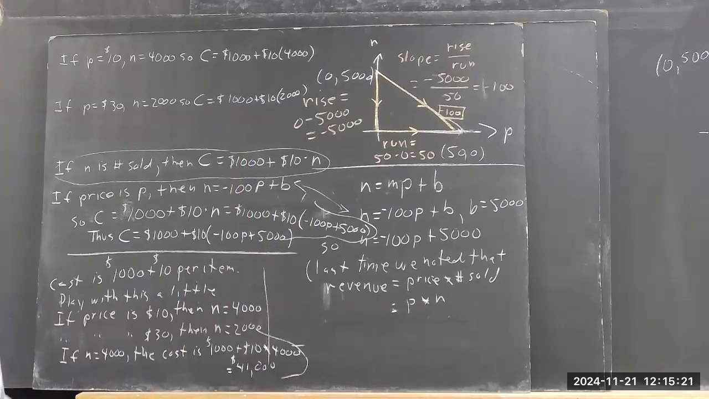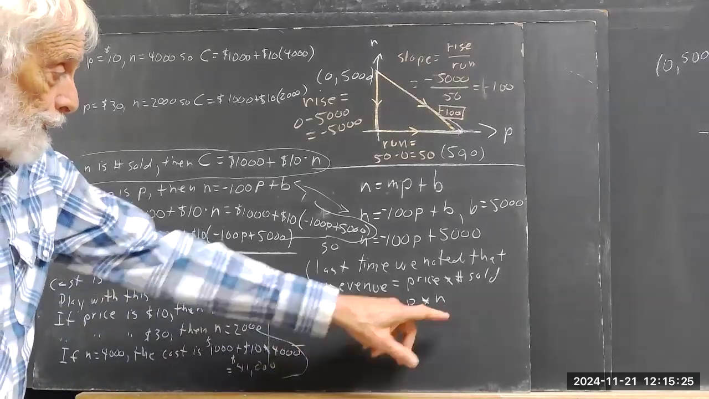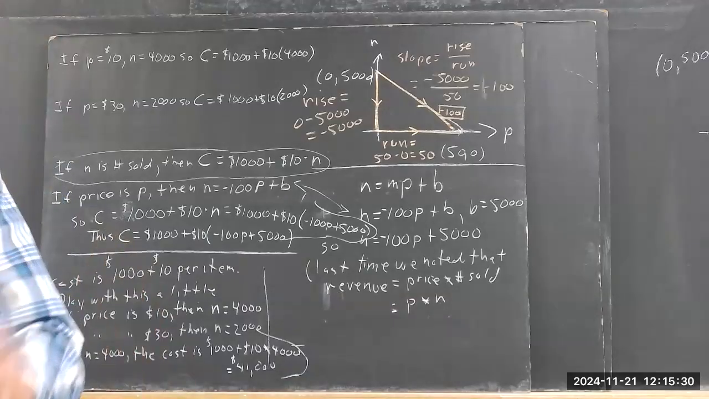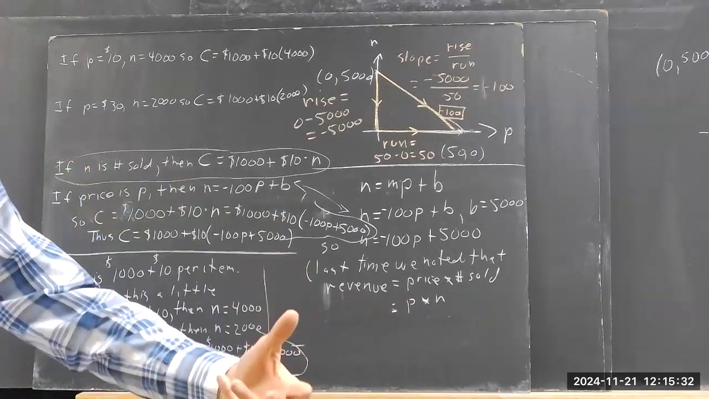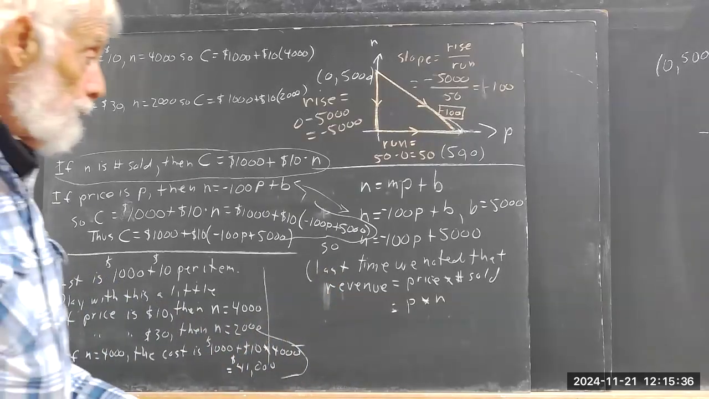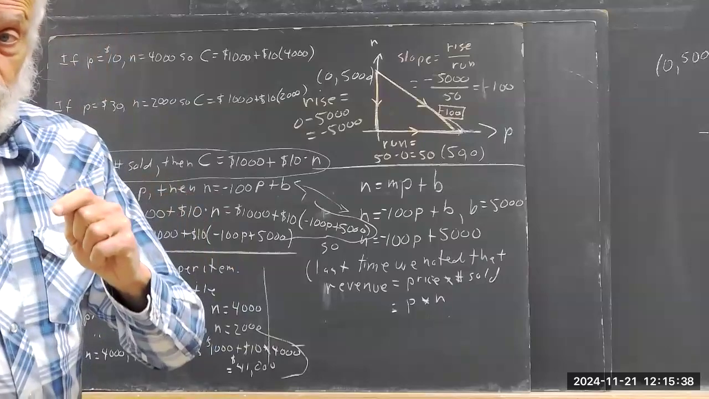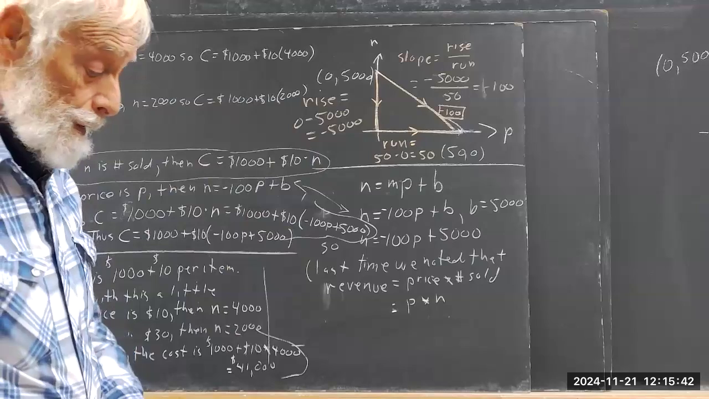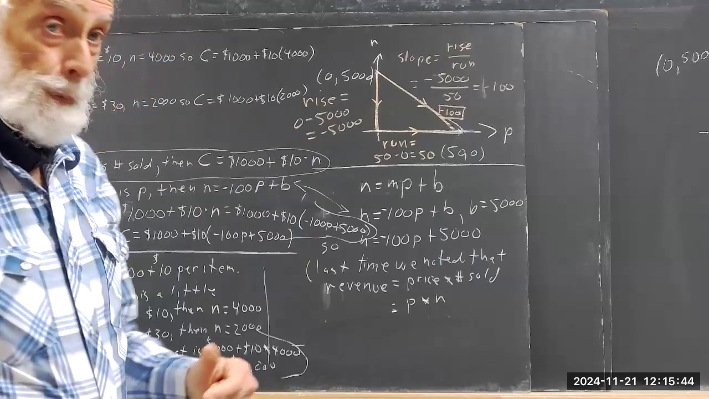Now, the question I've just asked is, in terms of P, what is the revenue? It's P times N, but N is a function of P. So what is N in terms of P? Well, think about that. Stop the video, think about it until you get the idea. Hopefully you get it before I tell you, but I'm going to tell you.